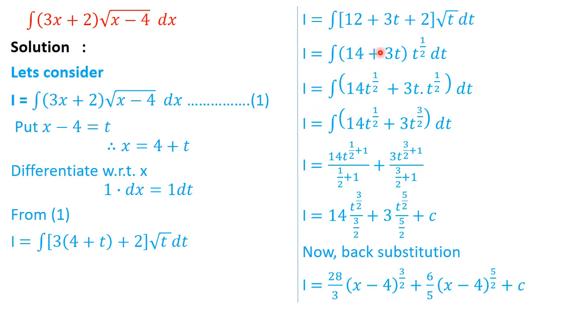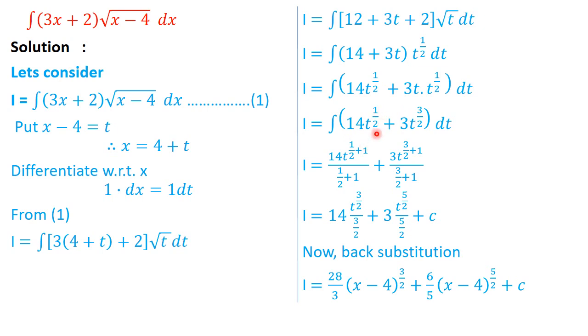So 14 into t raised to half plus 3 into t raised to half into dt. Now 14 t raised to half plus, this t has power 1. Now base is same, therefore taking addition of the indices, 1 plus half becomes 3 by 2, dt. Now after integration, power gets increased by 1.